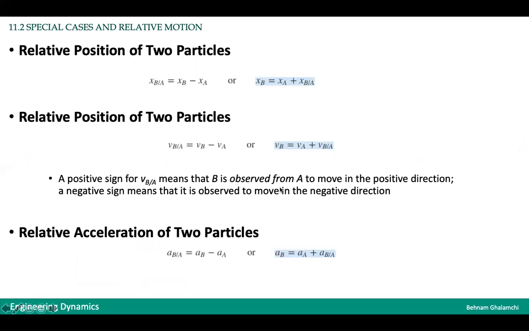We can do exactly the same analysis for the velocity and the acceleration. Velocity of B with respect to A, acceleration of B with respect to A. They are exactly the same equation because we are just taking the derivative of each line.